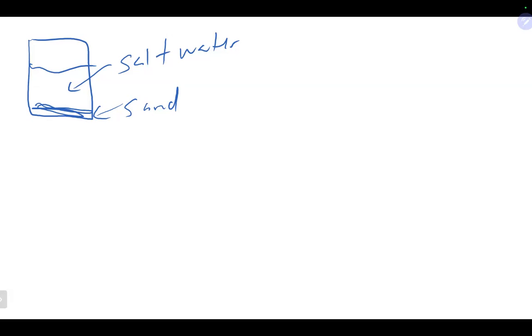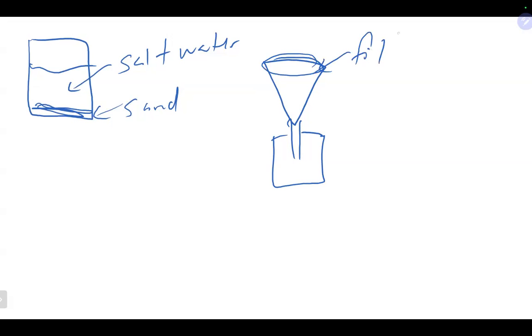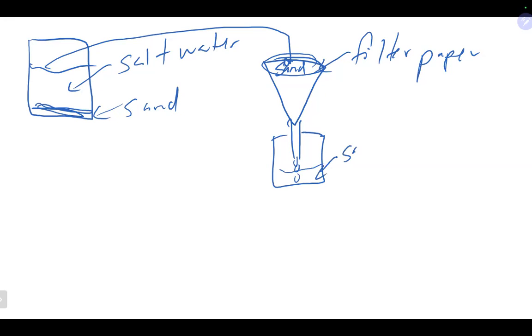We could take a process known as filtration, right? We could hook up a nice little funnel, much better than the funnel I drew earlier this morning. Put a little piece of filter paper up there, right? And dump it in. As I dump it in, the filter paper should go wet. What should end up there? The sand, right? So the sand should end up on the filter paper. The liquid salt water should go through here.